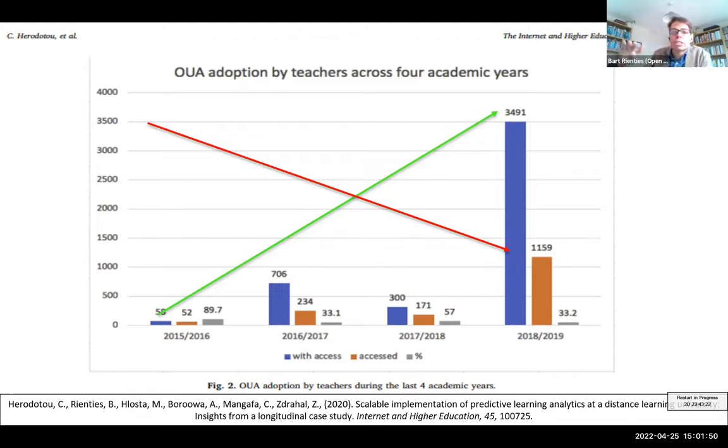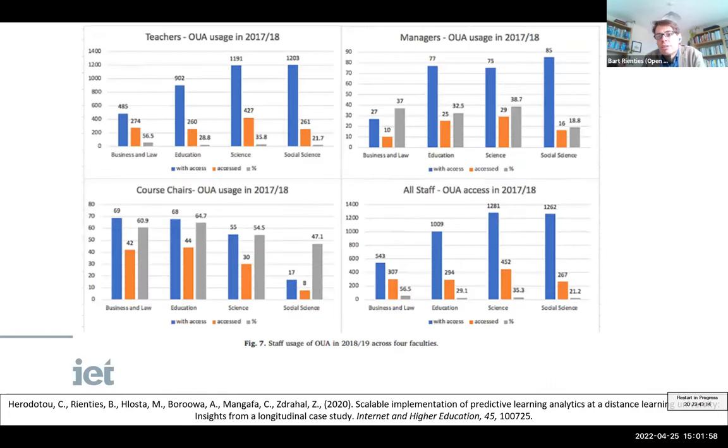So around a third of teachers actively use the system, but two thirds do not. Of course, we were really interested to unpack that a little bit further and try to understand the reasons why some teachers really use it actively and others don't. What you see from this graph and visualization is that it's heavily influenced by the discipline. In, for example, business and law, teachers are forced, in between brackets, or encouraged to really use OU Analyze, and it's part of their job profile. So most teachers do. While in, for example, social science, it's not a requirement, it's a voluntary activity.